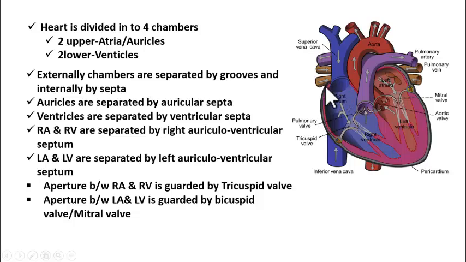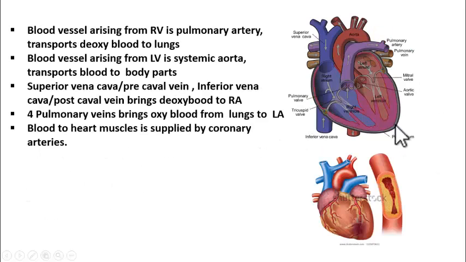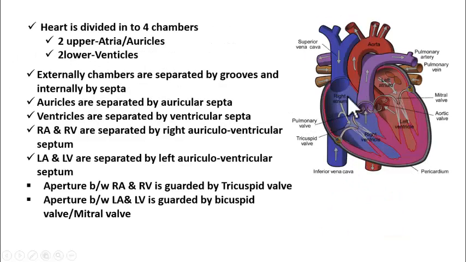So let's say the right side room is called as right atrium, left side room called as left atrium. For short, this is RA, this is LA. And lower right room is called as right ventricle and the left one is left ventricle. Let's give the shortcuts RV and LV. So this is RA, RV, LA, LV. Got it? Now these chambers RA, RV, LA, LV, they are separated by grooves externally.